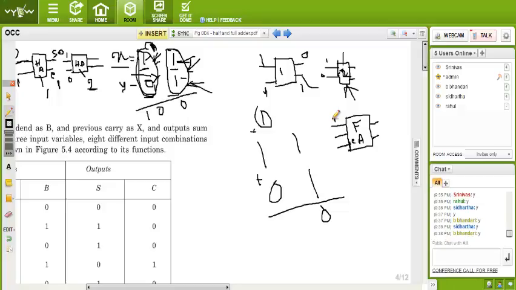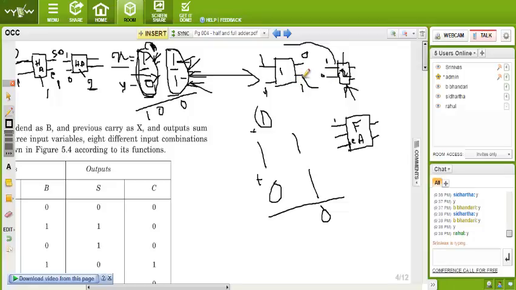Srinivas and Rahul? Sir, can you repeat? See, in these 2 half adders, can you complete the operation?